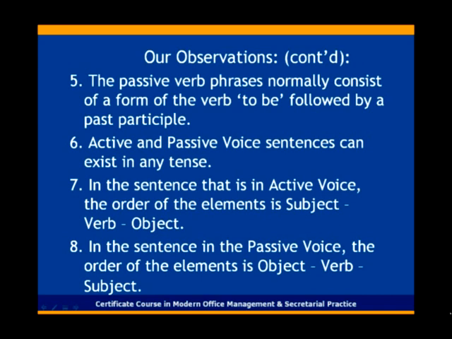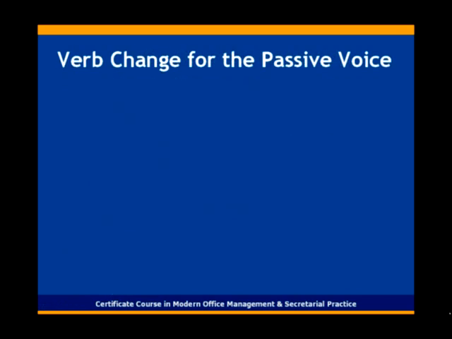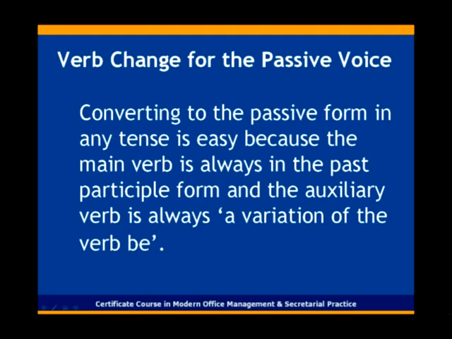We will now see how the verb is changed in the passive voice with regard to the tenses. Converting to the passive form in any tense is easy because the main verb is always in the past participle form and the auxiliary verb is always a variation of the verb be.